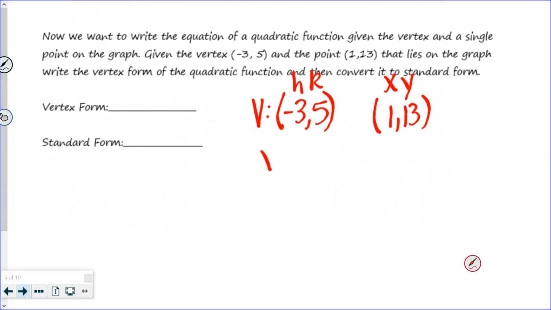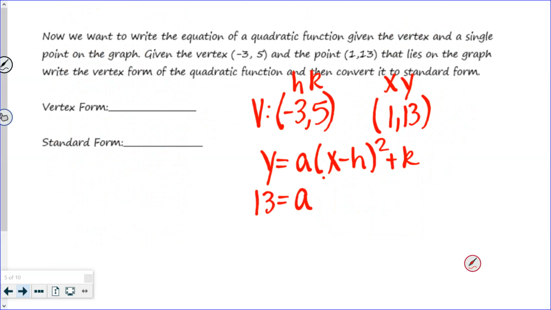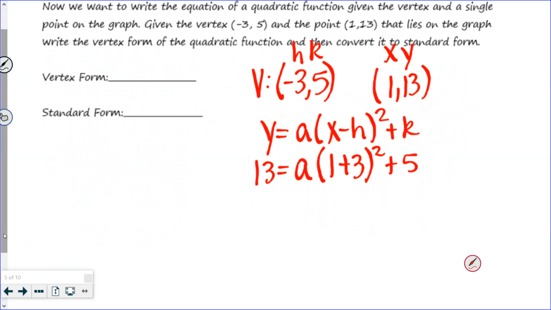All right, so putting it into vertex form, let me go ahead and give it to you. This is what you're going to see on your EOC formula sheet. My y value is 13. We're trying to find a. My x value is 1 minus my h value. This is the tricky one. So minus 3 becomes positive 3. And then my k value is 5. Remember I said when you plug it in, it's always going to be the opposite for your x, the same for your y.